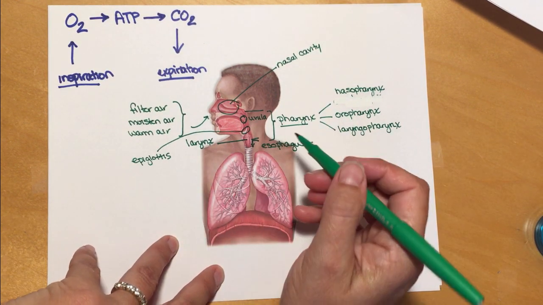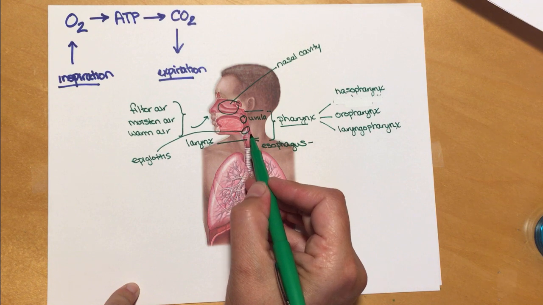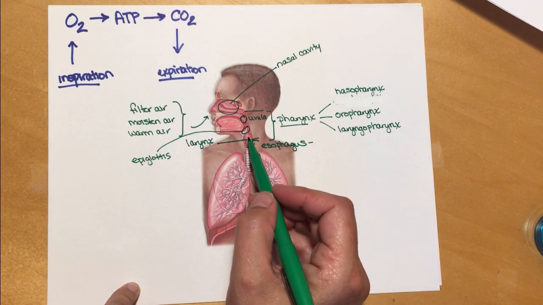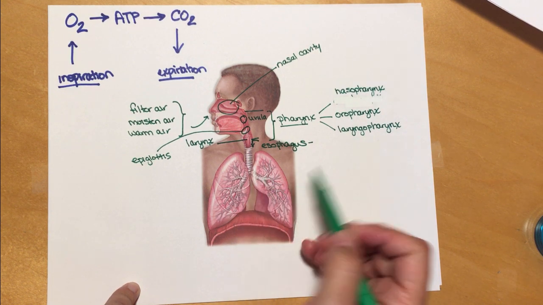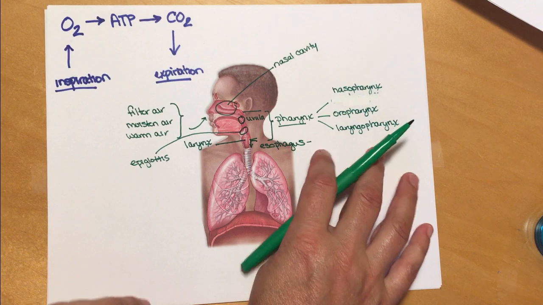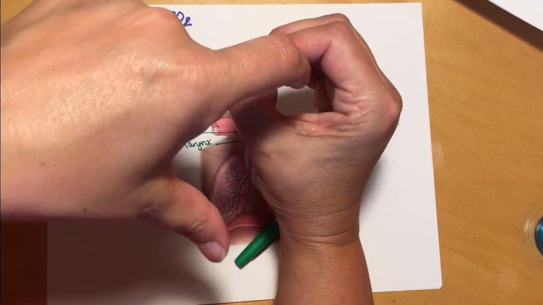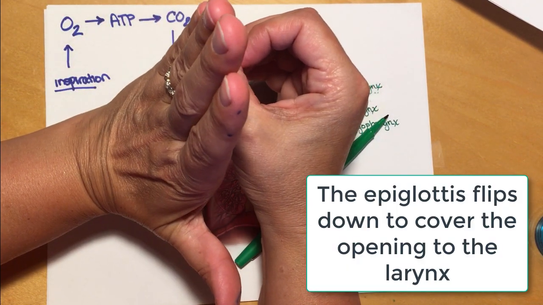The epiglottis is made out of elastic connective tissue, and its job is to flip down and cover the larynx when we're swallowing. So again, we do not want food or drink to get down the windpipe because it'll end up down in the lungs. If you imagine this is the larynx here, it's just a hole, a channel where air is going to come in and out, and the epiglottis kind of sits on top of it.